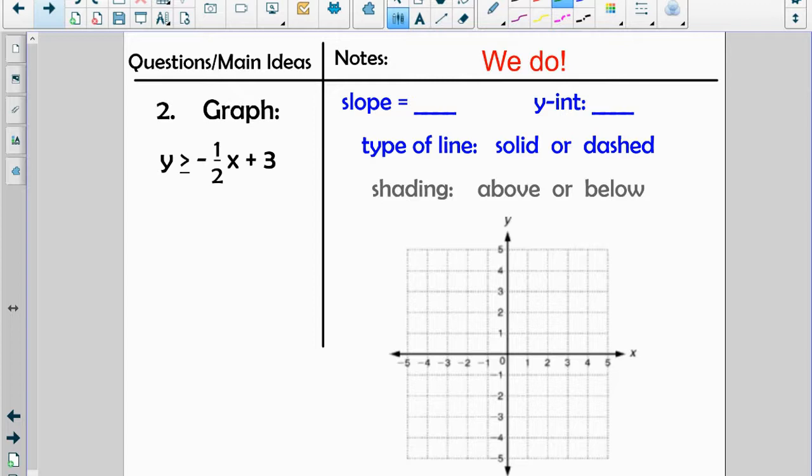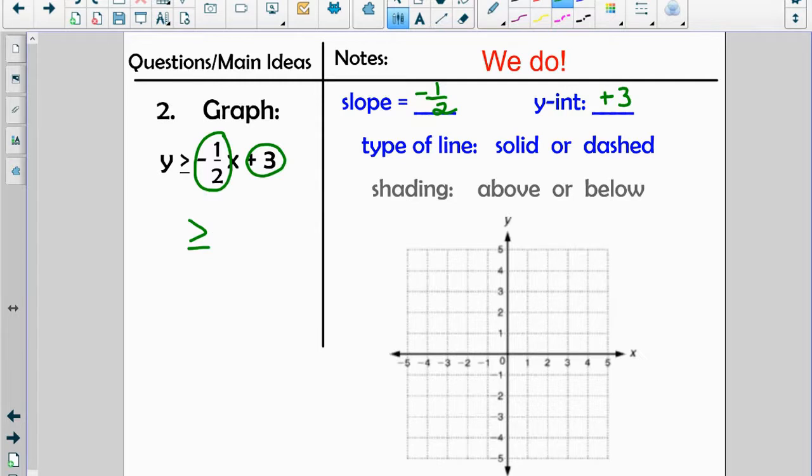Let's look at number 2. This time we have y is greater than or equal to -1/2 x plus 3. Now we can see in the inequality that -1/2 is the number in front of x, so that represents our slope. Plus 3 is at the end. That represents the y-intercept of +3. When we look at the inequality symbol, greater than or equal to, that tells us the type of line that we draw and whether we shade above or below.